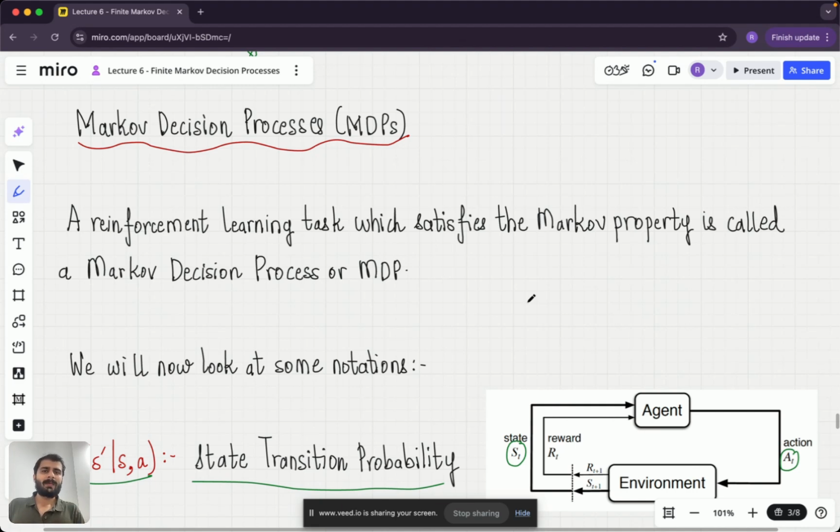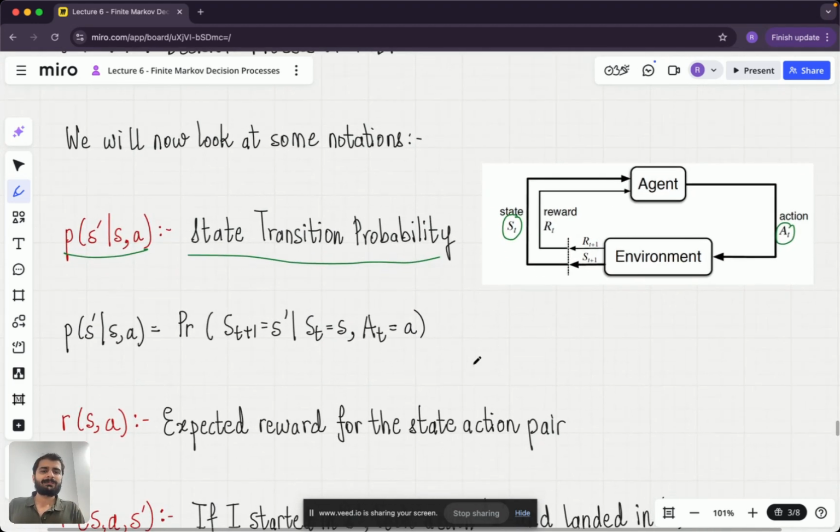You might read some papers in the future or even right now where reinforcement learning is applied in large language models, and you will see this terminology MDPs used quite frequently. So now that you have understood the meaning of Markov property, you are in a very good position to understand the meaning of MDP whenever you come across this phrase while reading research papers. We will look at some notations now.